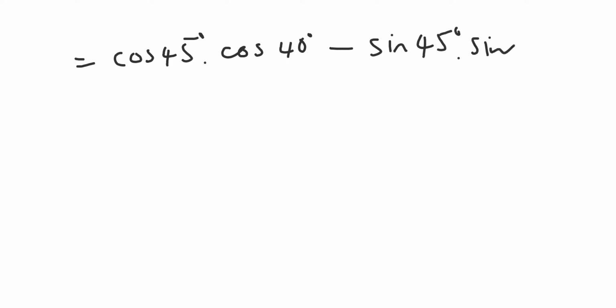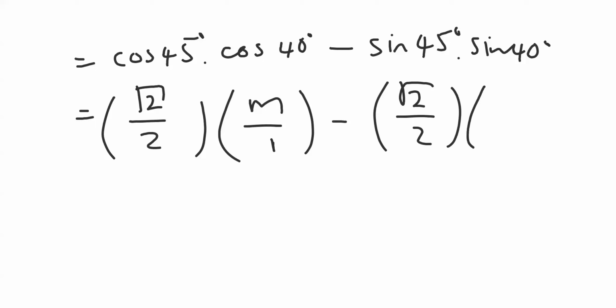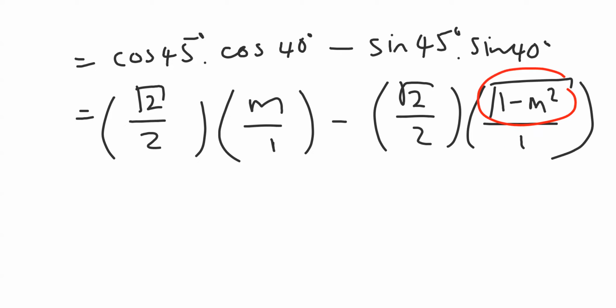I'm actually going to rewrite this because I need more space. Cos 45 is square root 2 over 2. Cos 40, we know that's M. Sine 45 is square root 1 minus M. Sorry, cos 45 is a special angle, so this is square root 2 over 2. And sine 40, that's when I use my triangle, which gives me square root 1 minus M squared over 1. This is your opposite and 1 is the hypotenuse. And M was the adjacent, 1 was the hypotenuse.